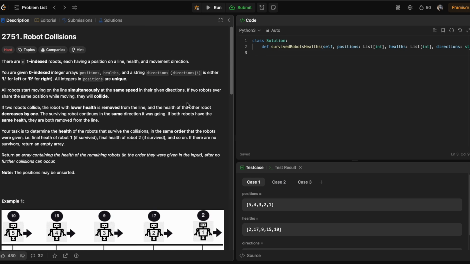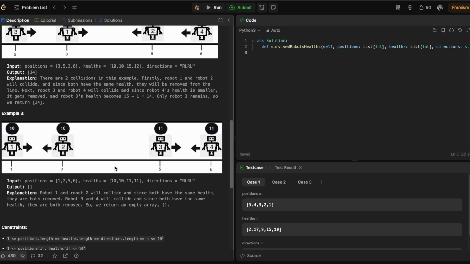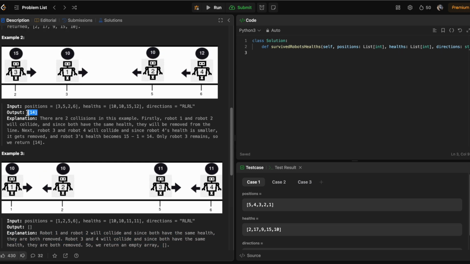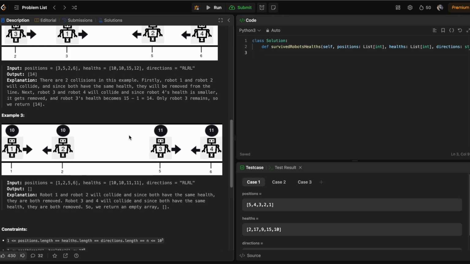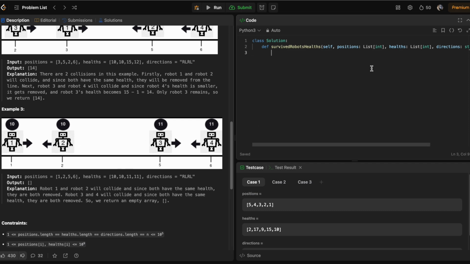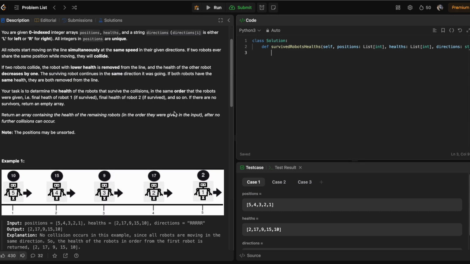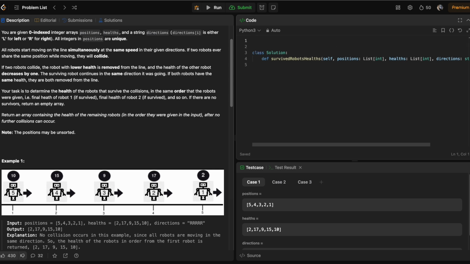And the main thing in the problem is just keeping track of all the mappings, because we have to return the healths of the robots in the specific order they were given and all that, which is kind of annoying. But yeah, I think we could do a stack based solution.